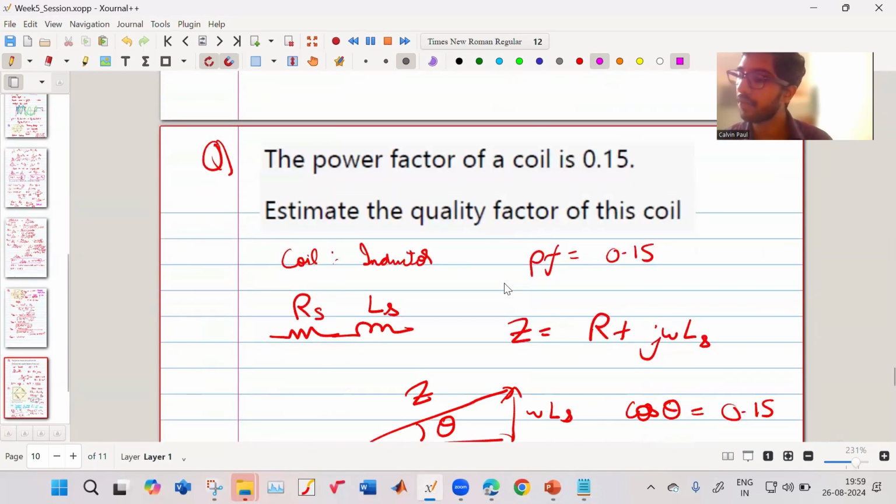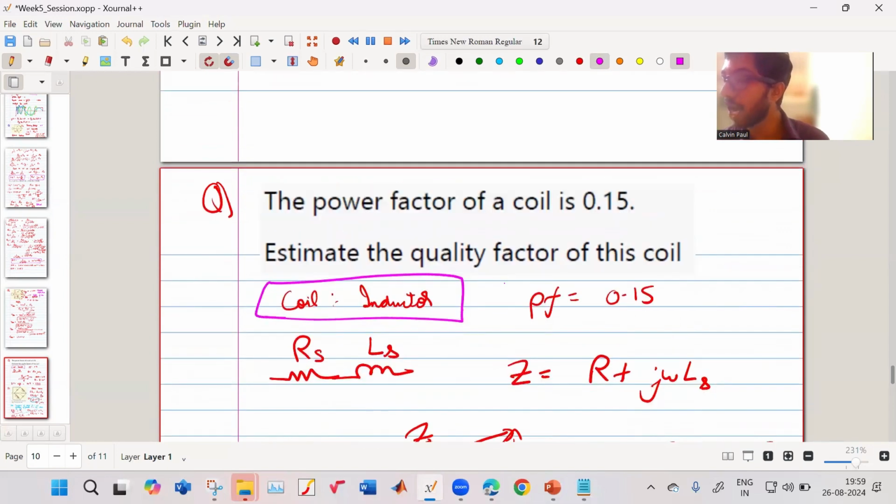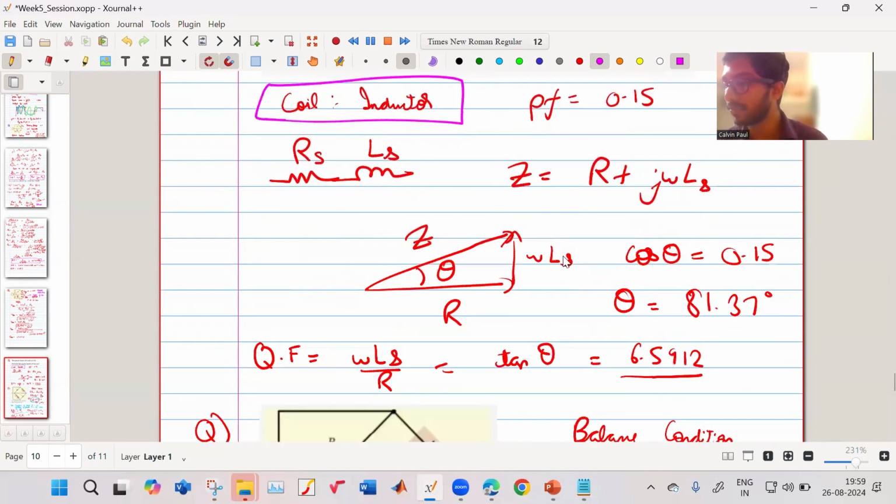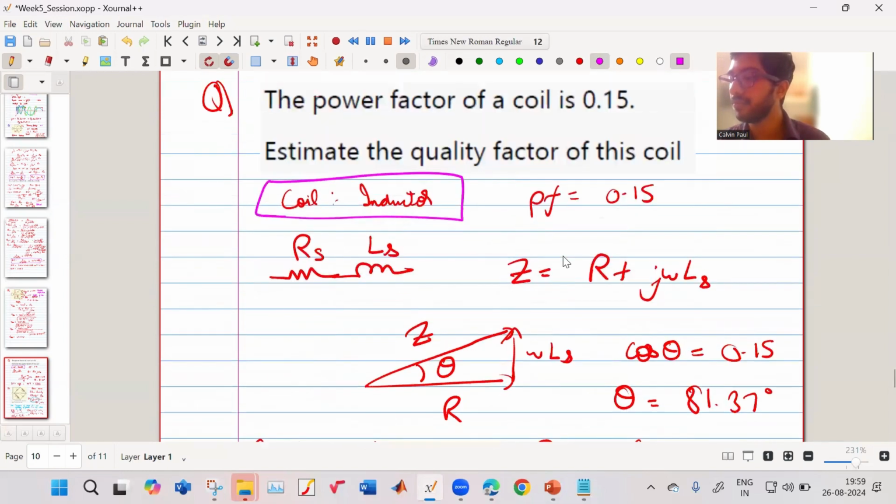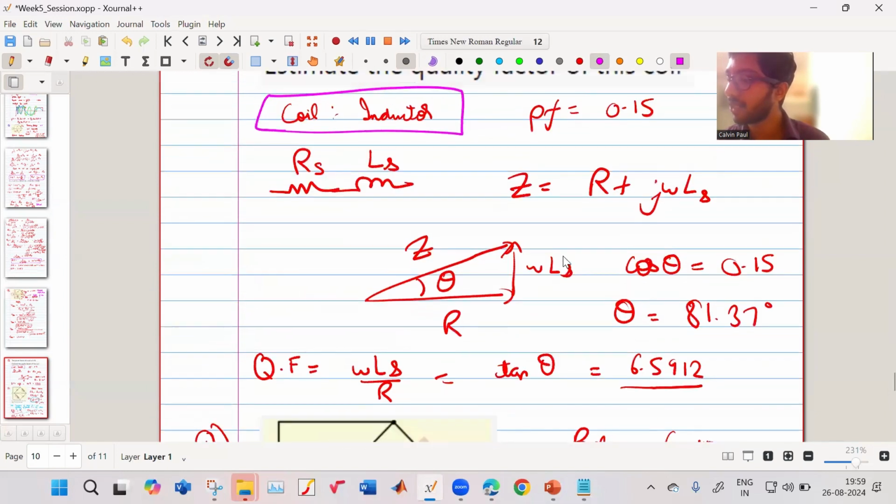And then we considered the power factor for a coil. Coil means inductor. This is important. And then we found the quality factor of the coil. We didn't have to find RS, LS, and we cannot find them individually. But through the computation of the angle, we could find the ratio. And then we could find the quality factor.